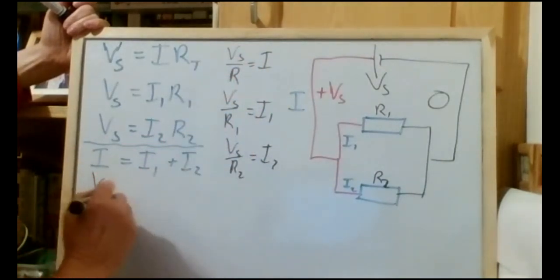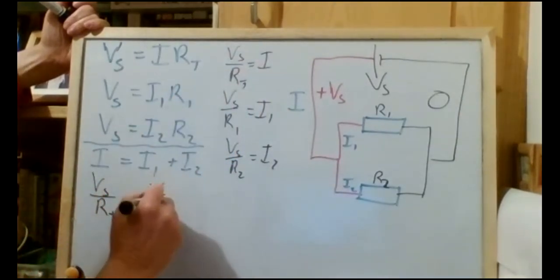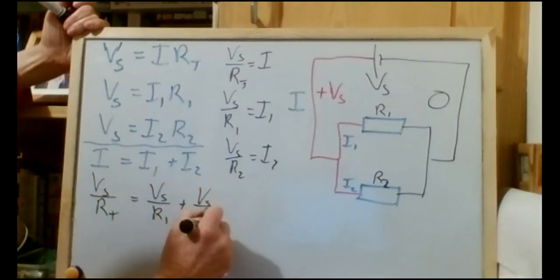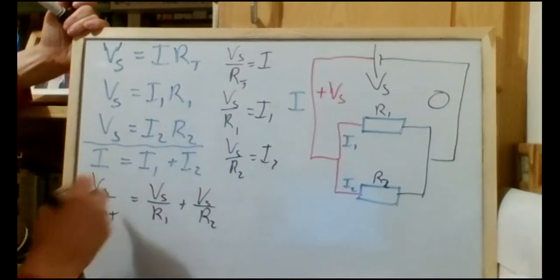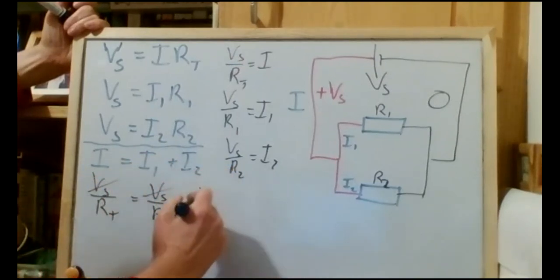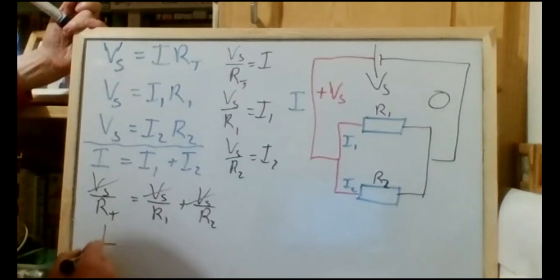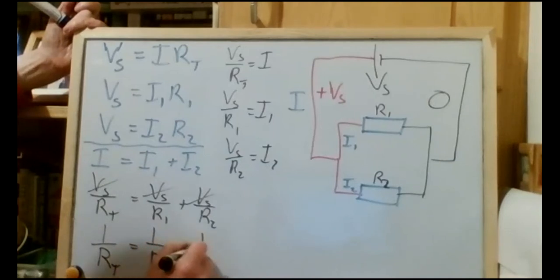So Vs over RT, that's for the whole circuit, equals Vs over R1 plus Vs over R2. That's a common factor. And you might think, oh, we're going to end up with RT equals R1 plus R2 again. No, you don't. It's a very different result. 1 over RT equals 1 over R1 plus 1 over R2.